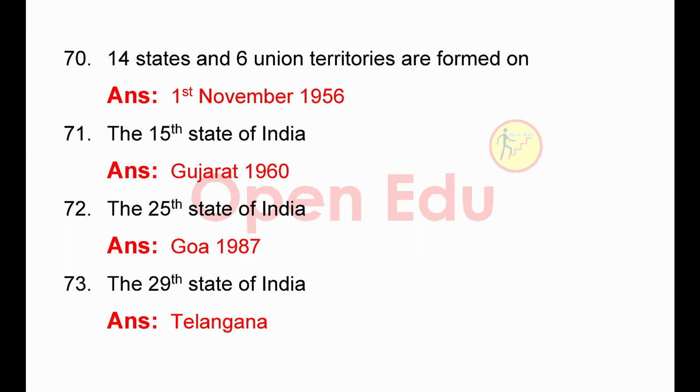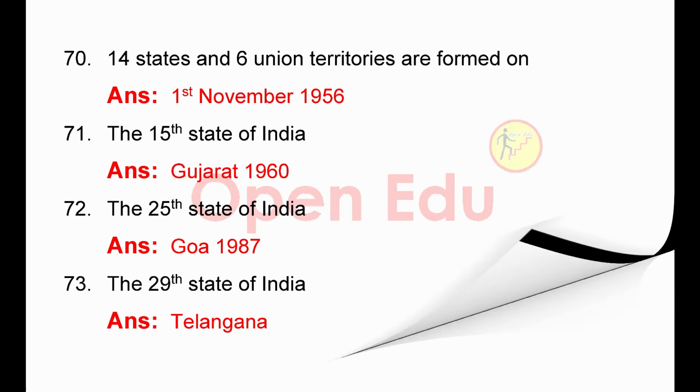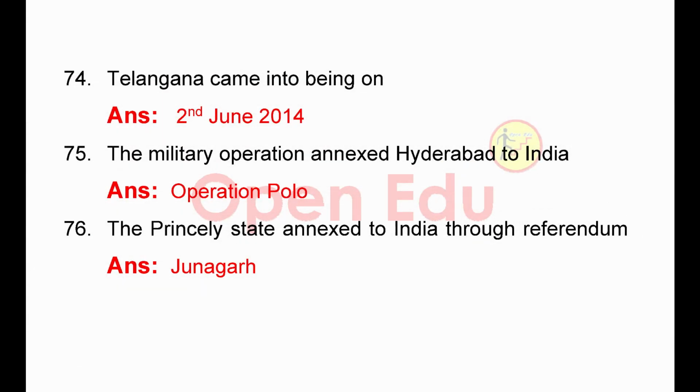Which was the 29th state of India? Telangana. When did Telangana come into being? On 2nd June 2014. Telangana came into being on 2nd June 2014.